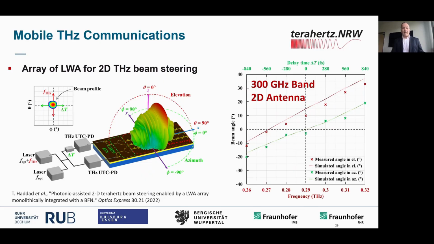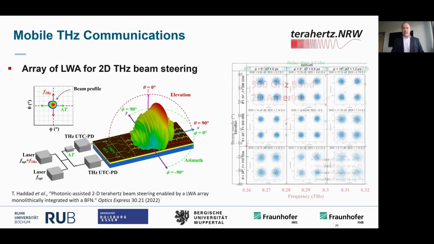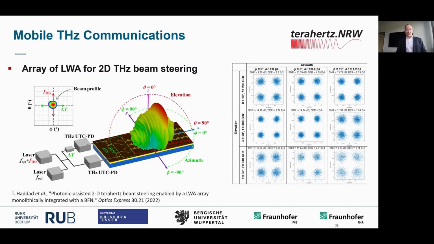Now we simply have to add data onto the terahertz signal and then send the data into different directions. This is what we did. In this case, we used the QPSK modulation. You see the constellation diagrams here in different angles and different directions. And in all cases, for all angles, we are able to detect the data signal without any problems. You see clear constellation diagrams in all directions.